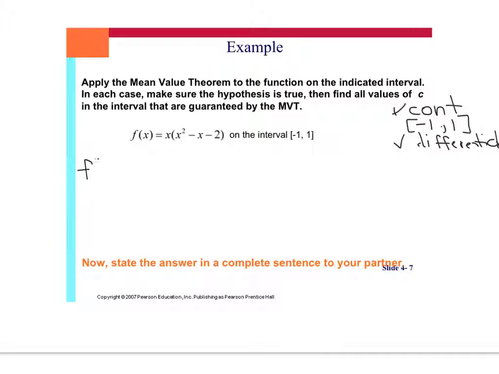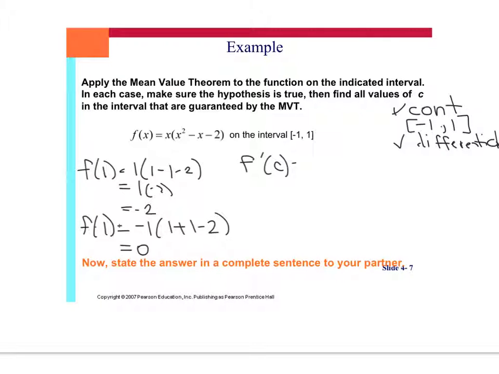Now let's go ahead and examine these values. So I want to look at f of 1. What is the value at f of 1? f of 1 would be 1 times 1 minus 1 minus 2, which gives me 1 times -2, which is -2. And then I also need to look at the value at -1. There must be some derivative at a point c such that f of 1 minus f of -1, so I get -2 minus 0 over 1 minus -1. When I evaluate that, I end up with -1. So we know that there will be a derivative at some point that is equal to -1.